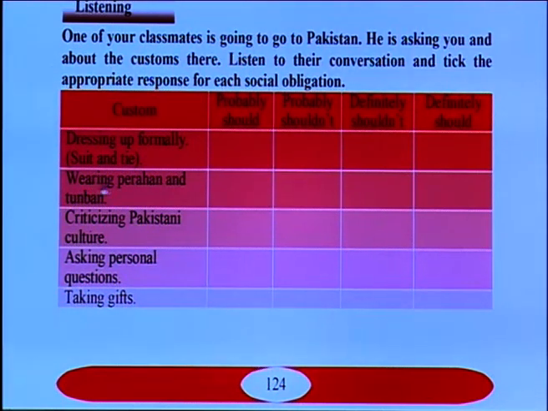The second one is wearing traditional shirt and trousers. Probably should, probably shouldn't, definitely shouldn't, definitely should. Which one is right? You can select one and tick. And criticizing Pakistani culture.